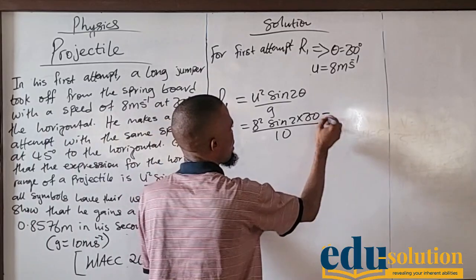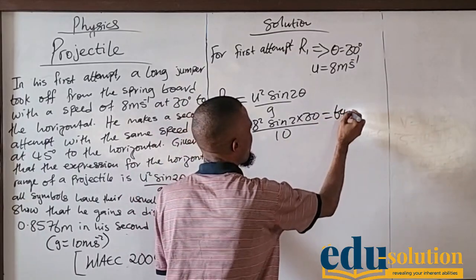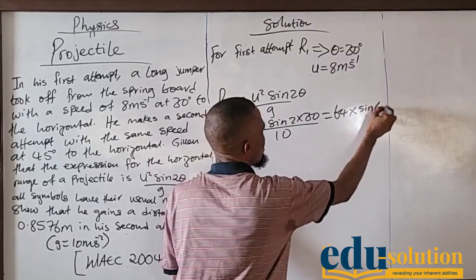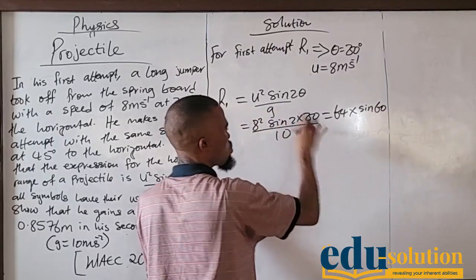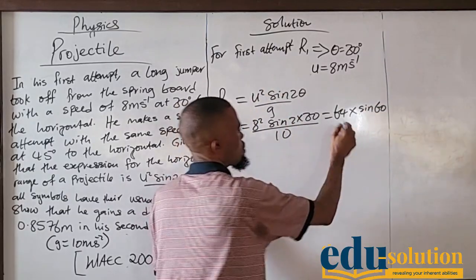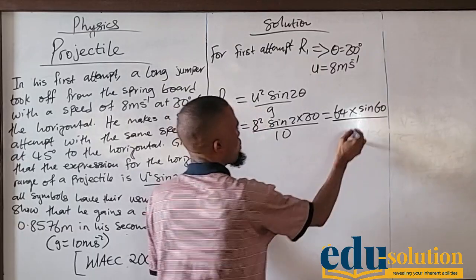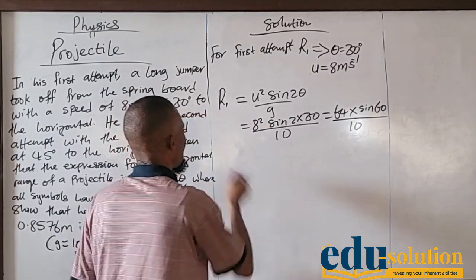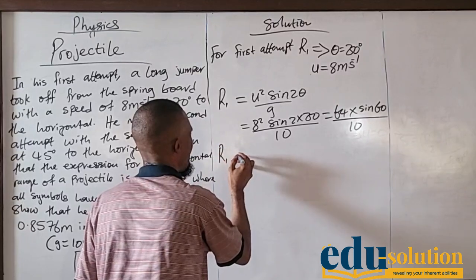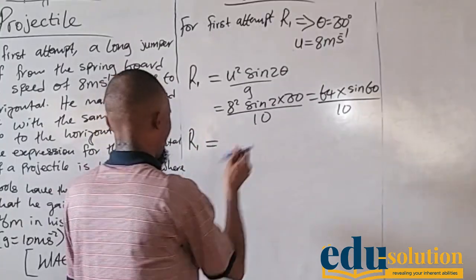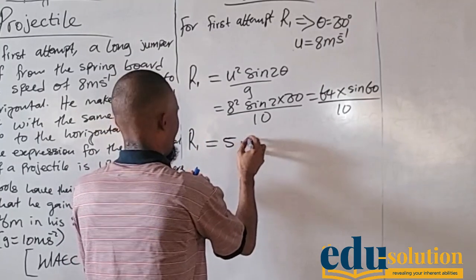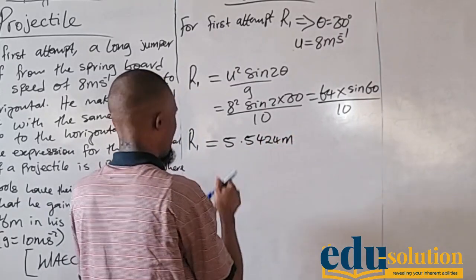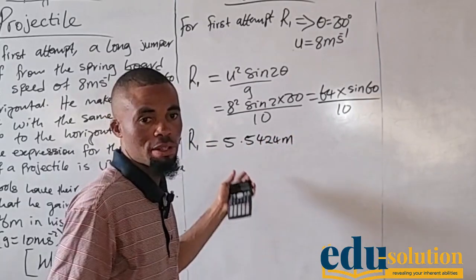So we will be having 8 squared, which is 64, times sine 2 times 30, which is 60. Always multiply. Don't press sine 2 times 30 in your calculator. Some calculators will not give you the accurate value. So at the end, if you press your calculator, our answer for the range at the first attempt will be 5.5424 meters. Yes. So for the first attempt, this is what we are having.